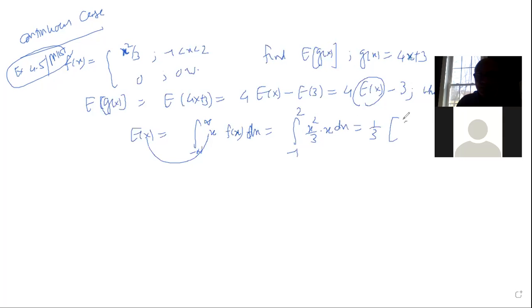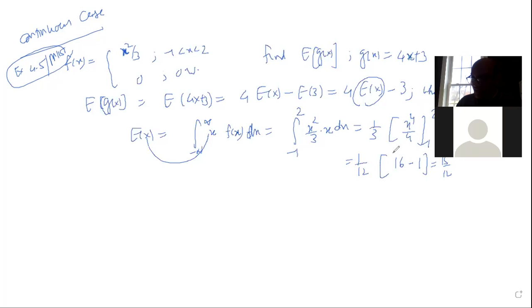So 1/3 times the integral of x cubed, that is x to the 4 by 4, from -1 to 2, and that is equal to 1/12, and here it is 16 minus 1, so that is equal to 15 by 12. So 15 by 12 can be written as, yes please, 15 by 12, right?